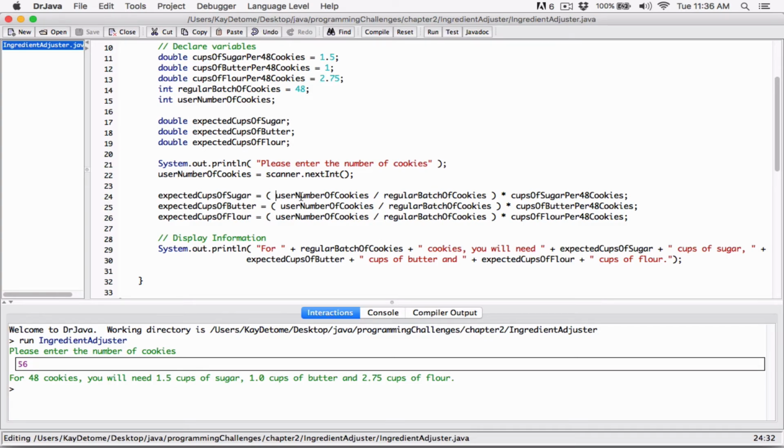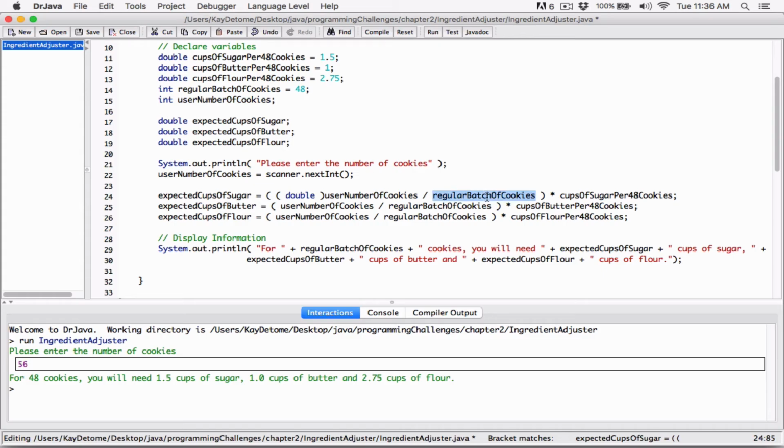And to do that, I'm going to go ahead and convert this, for example, into a double. And typecasting works this way. You just put in parentheses what you want to convert this value to. I want to convert it to a double. So you put that in parentheses in front of the value. And that's how it works. So basically, now I've converted the user's number of cookies. The user entered 56, so now it's going to be 56.0 divided by 48.